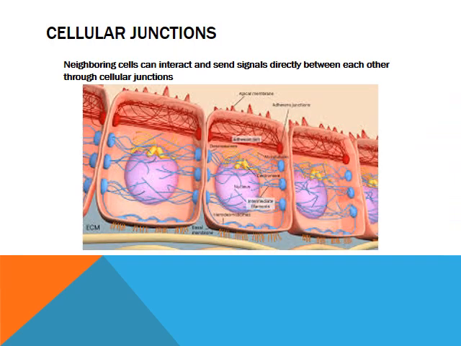So in that extracellular matrix, you have these junctions. There are things that will allow cells to send signals directly between each other, like a train junction, where you can get on and off a train. And there are a few different types of cellular junctions.